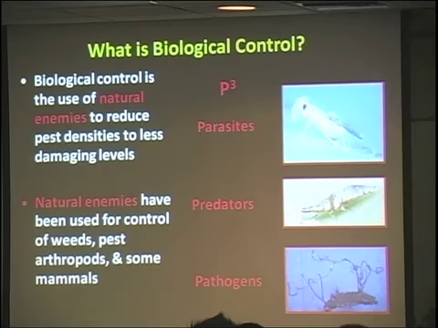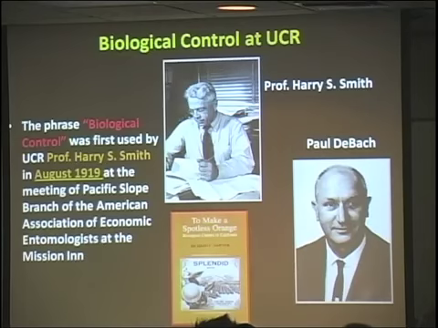Many of you know about predators. I'm sure you've seen ladybirds or ladybugs in your gardens eating aphids, and you know that these are good things and we should look after them. A lot of these insects that are invasive may have pathogens, either fungal or viral diseases, which are very specific to them, and we can manipulate those too to control those pest populations. So this whole idea of biological control is an excellent way of controlling pest species and reducing our reliance on insecticides. It was developed here at UCR.